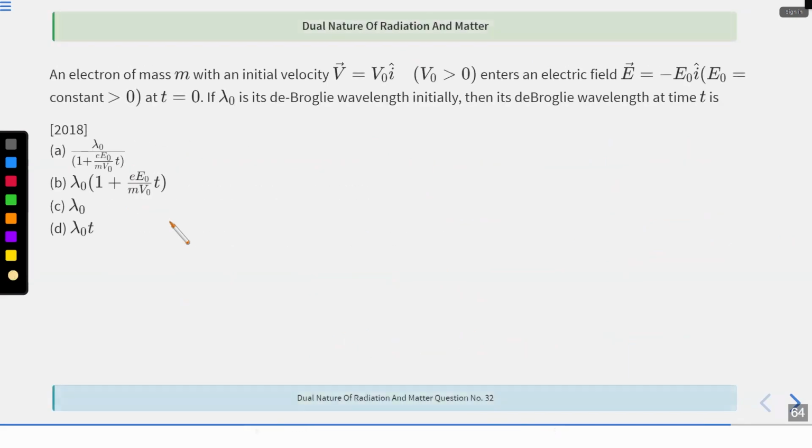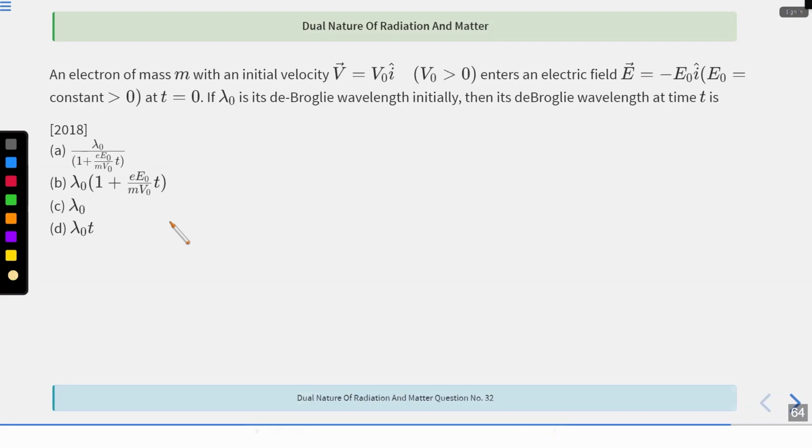An electron of mass m with an initial velocity v equal to v naught i cap enters an electric field E equal to minus E naught i cap, where E naught is a constant greater than 0, at t equal to 0. If lambda naught is its de Broglie wavelength initially, then its de Broglie wavelength at time t is?